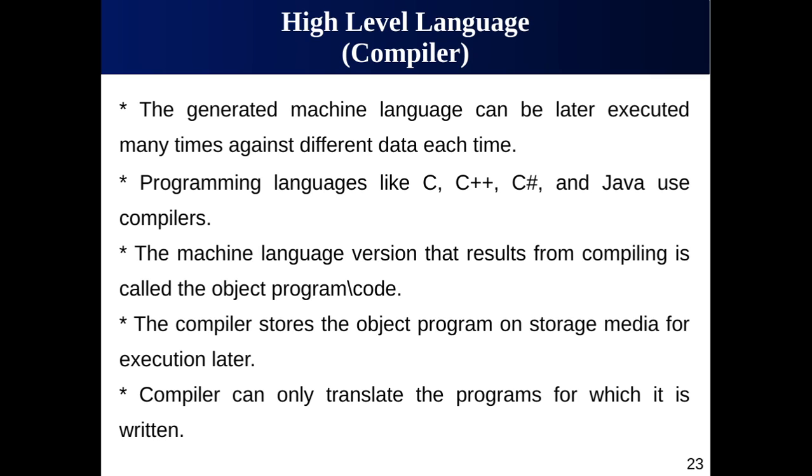Programming languages like C, C++, C#, and Java all use compilers. One more thing to remember is that the machine language version that results from the compilation process is known as the object program or object code. So you have two things: source code, which is the instructions written in the high level language, and the object code or object program, which is the translated machine language version of the compiled code.